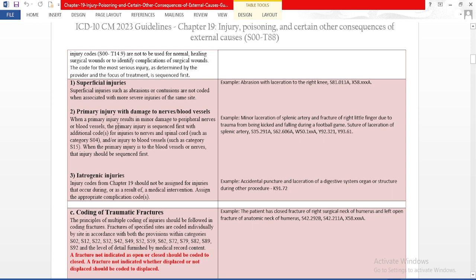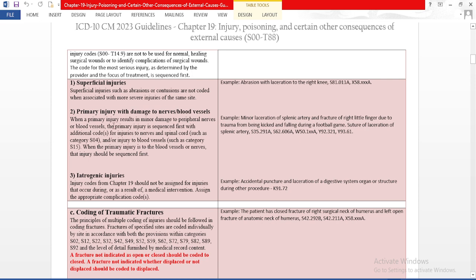Basically here, because of the primary injury, if the patient has peripheral nerve or blood vessel damage, we need to code the primary injury as the first code, and as an additional code we need to add injuries to nerves and spinal cord or injury to blood vessels as the secondary code. If the primary injury is to blood vessels or nerves, we need to code that injury as the first or primary code. So we need to check the documentation for the reason for the blood vessel or nerve injury.